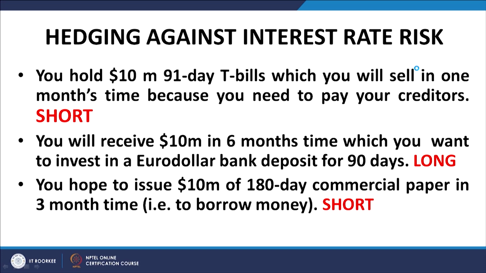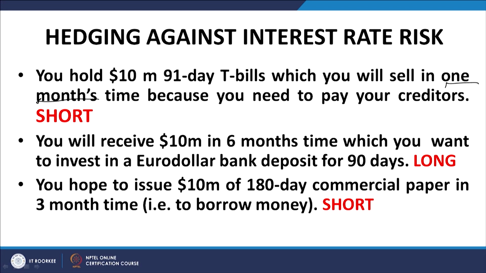You hold 10 million of 91-day T-bills which you will sell in 1 month's time, because you need to pay your creditors. Now, the point is these T-bills have still 3 months to go. So, your cash flow 3 months from now is determined. You will get the face value, but your investment horizon is only 1 month, and therefore, you are exposed to the risk that if the interest rates change during this period of 1 month, the price that you will receive from the market on liquidating this T-bill portfolio would be less than what you are expecting at this moment.